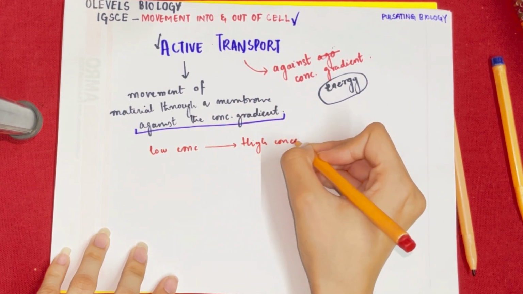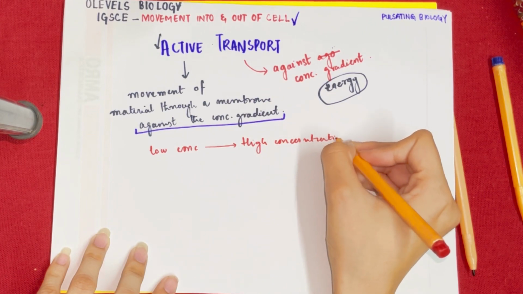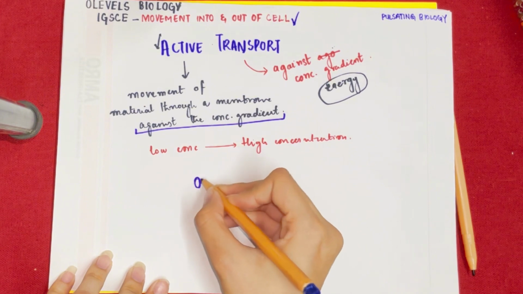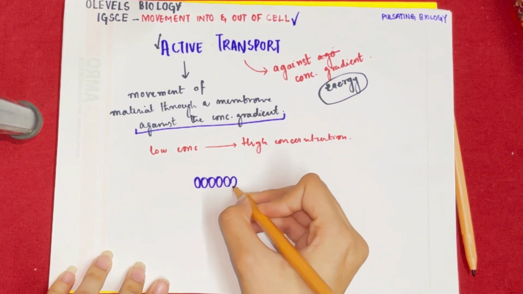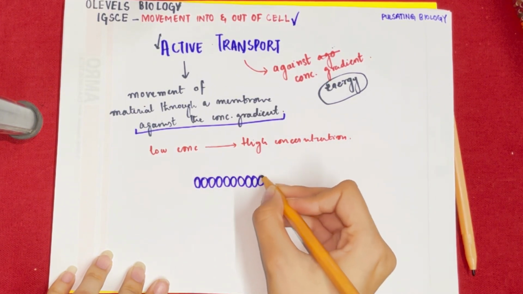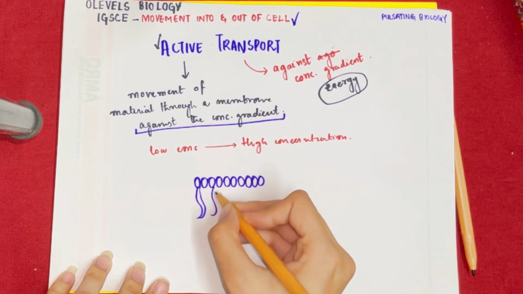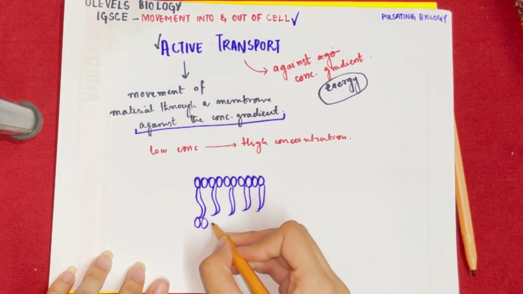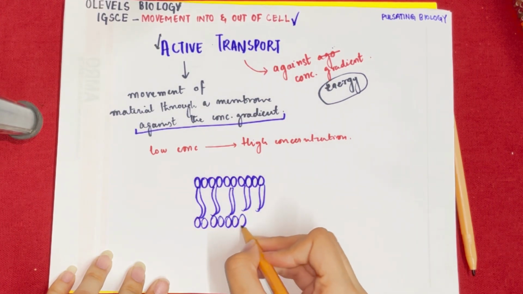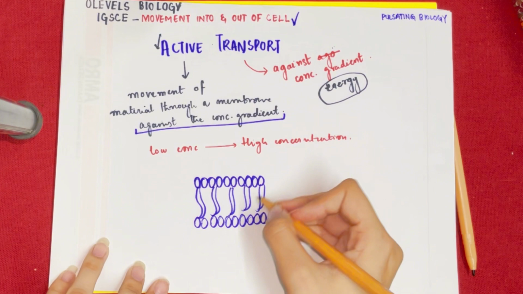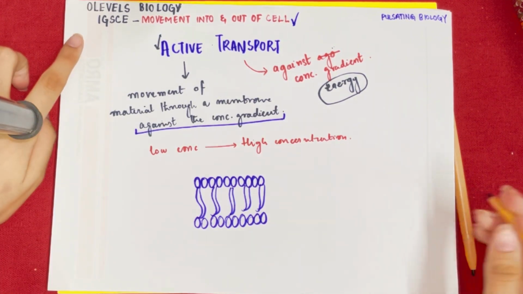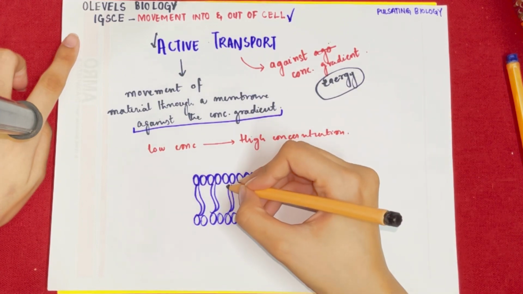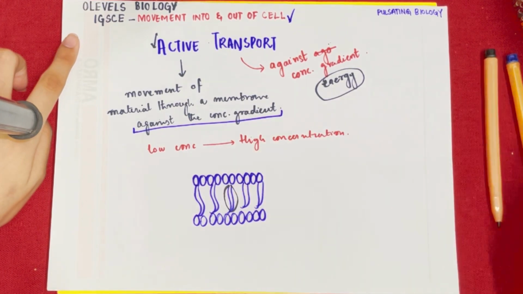How does it do so? Let's take an example. Let's say this is the cell membrane. We're not going to draw the exact cell membrane, but this is the rough structure. This is the carrier protein, and these are the intrinsic protein and extrinsic protein that we all know are placed in the lipid bilayer of the cell membrane. So this is an example of a cell membrane. It contains these proteins. Now what are these proteins?